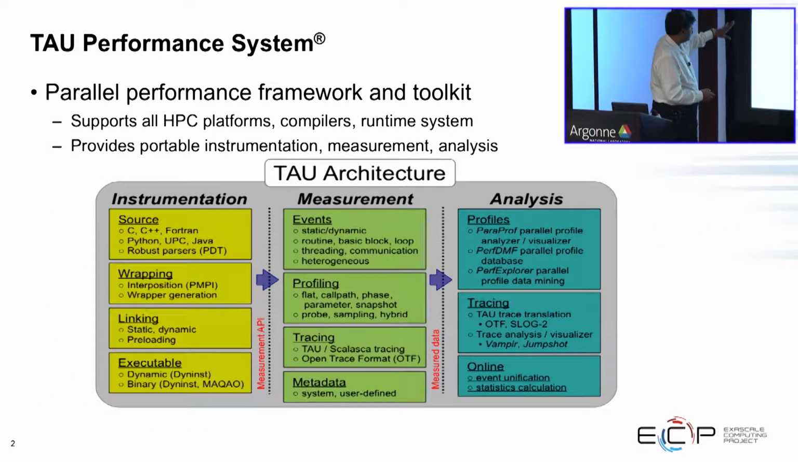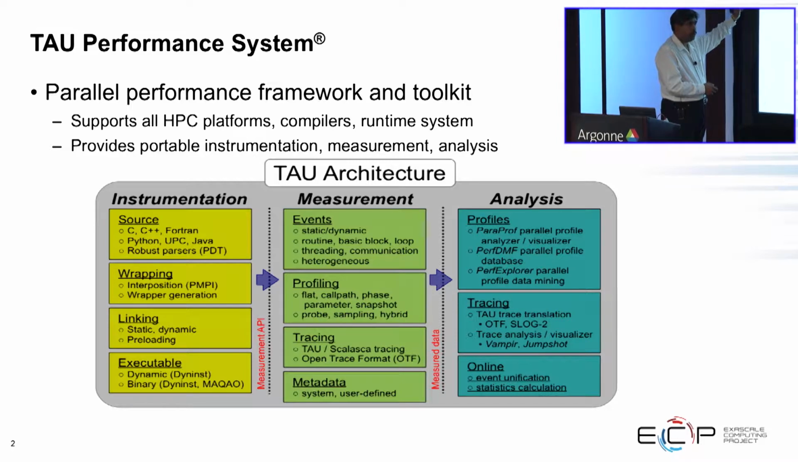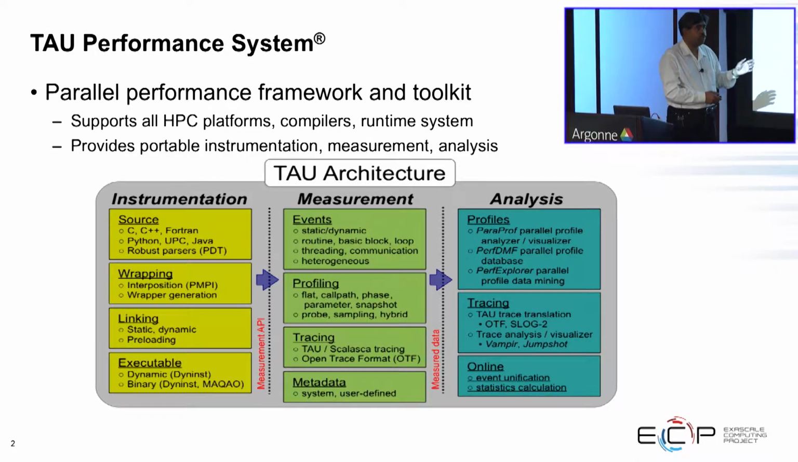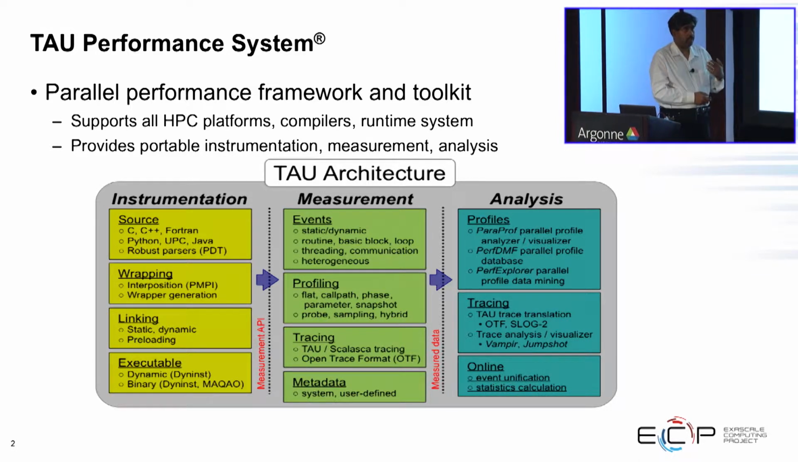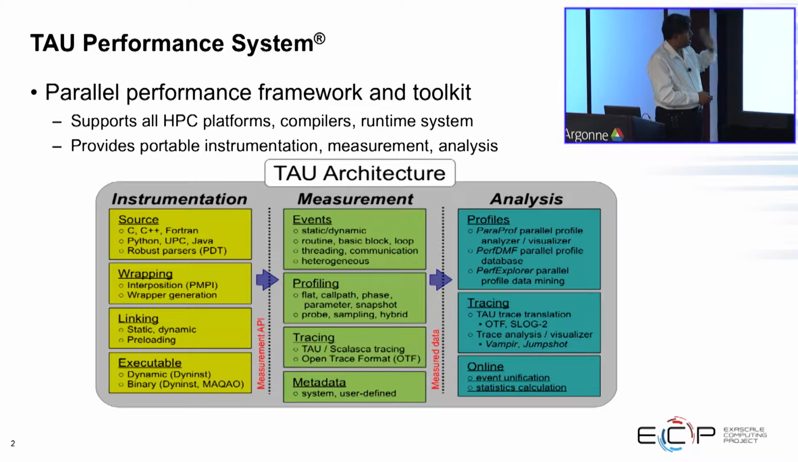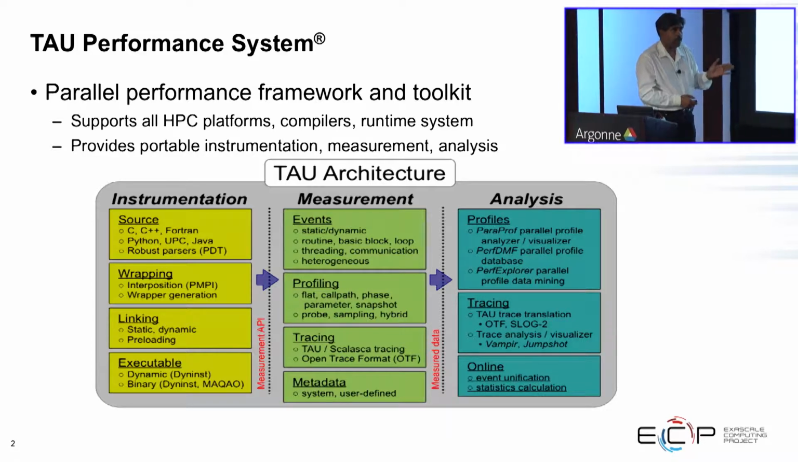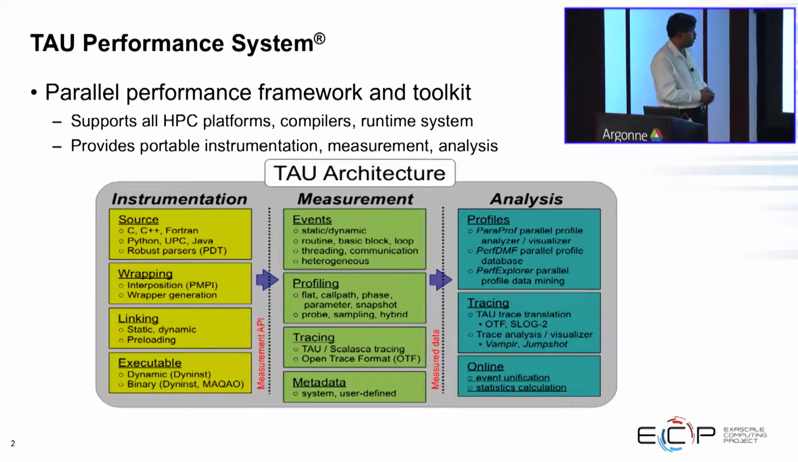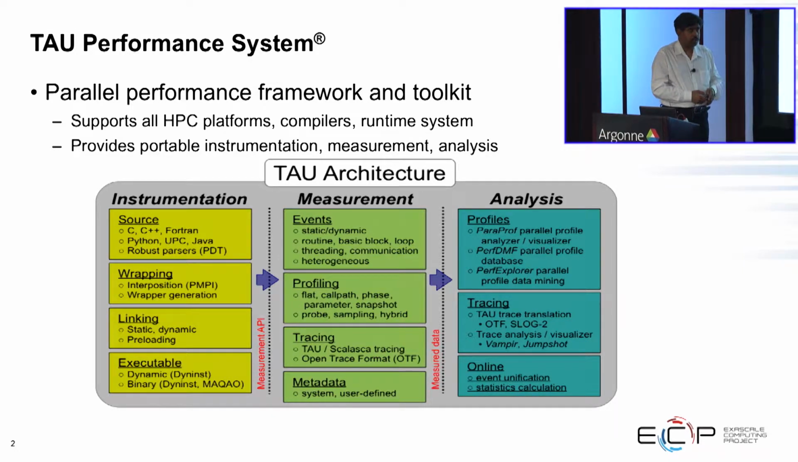Instrumentation is the process of adding hooks to your code, and you can do it in a variety of different ways in TAU. I'll describe some of them, and once those hooks are inserted, you can choose what gets measured. Whether you generate profiles, whether you generate traces, whether you use hardware performance counters or not, and then you can analyze the data. For profiles, you can use our tools such as ParaProf to view it, and for tracing, you can use Jumpshot, you can use Vampir, you can use even the Chrome browser to look at the trace files.